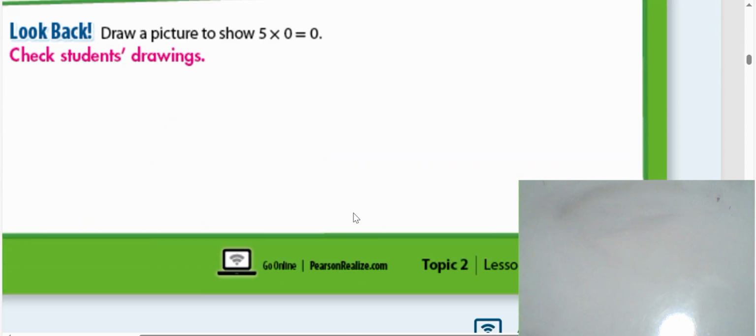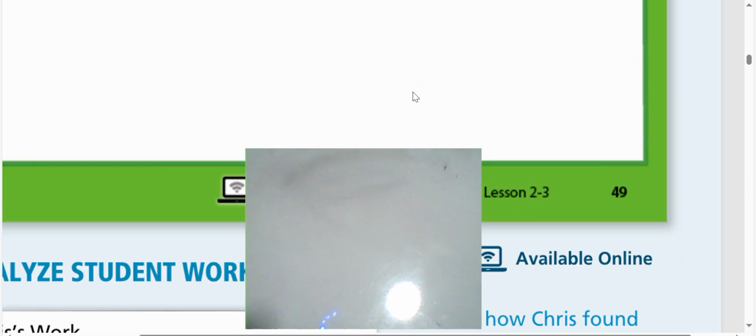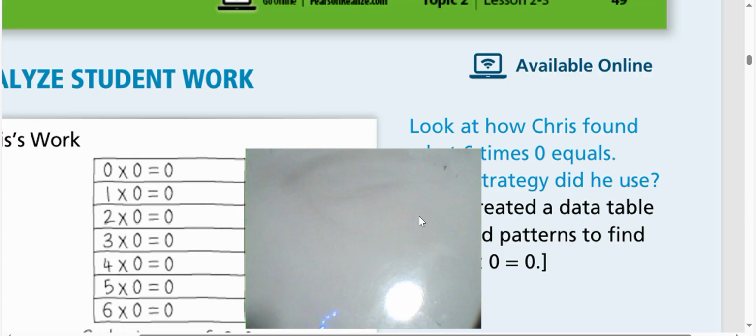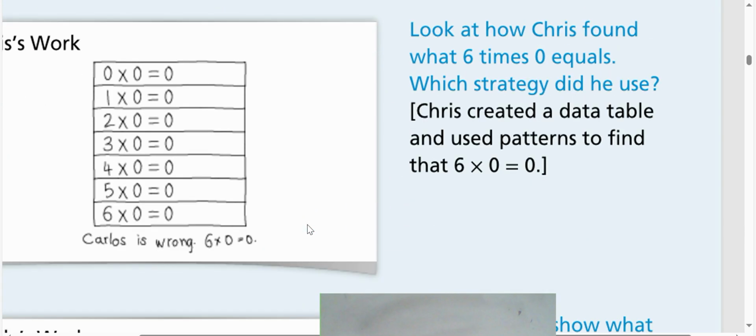We write here like 5 times 0 equals 0. Any number multiplied by 0 equals 0. Okay, look at the table 0 here. 0 times 0 equals 0, 1 times 0 equals 0, 2 times 0 equals 0, and any number multiplied by 0 equals 0. Use the pattern like here. 6 times 0 equals 0.